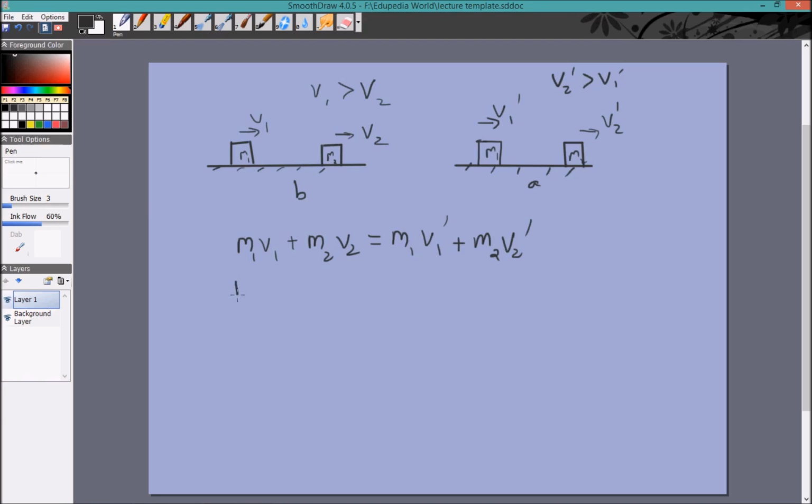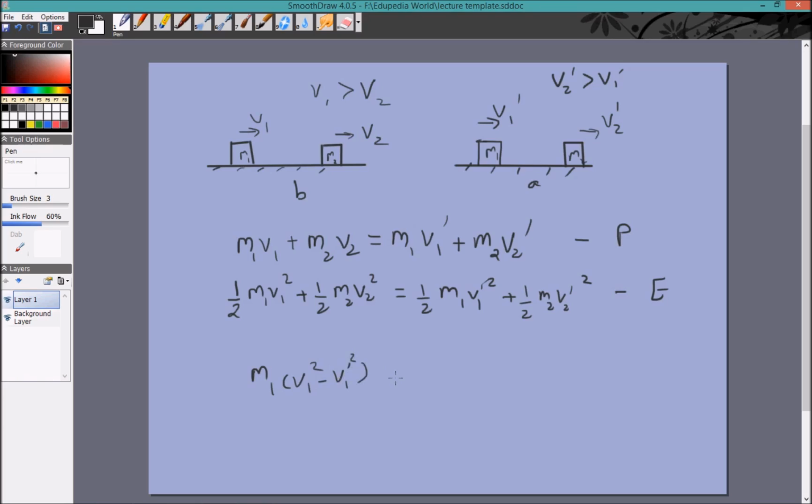So the second equation would be half m1 v1 squared plus half m2 v2 squared is equal to half m1 v1 dash squared plus half m2 v2 dash squared, right? So this is conservation of momentum and this is conservation of energy, right? Now we can rearrange these two equations. The second equation can be written as m1 times (v1 squared minus v1 dash squared) is equal to m2 times (v2 dash squared minus v2 squared). This is the second equation.